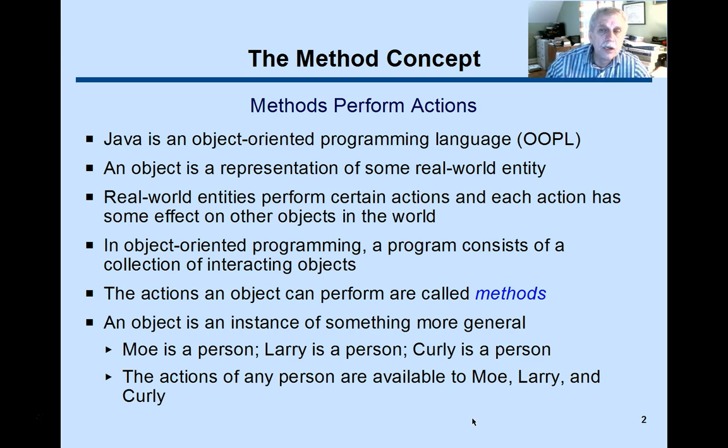The actions that any person can perform, such as maybe showing their name, or changing their address, things of that sort, would be available to every person. So Mo could perform those operations. Larry could perform those operations. Curly could perform those operations. But those operations or actions are defined through methods.